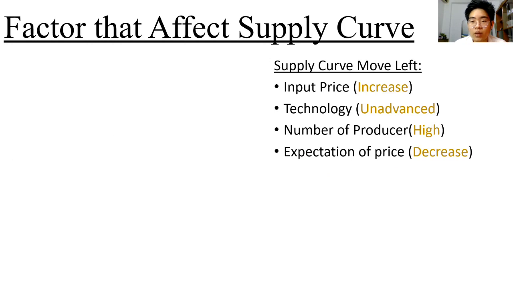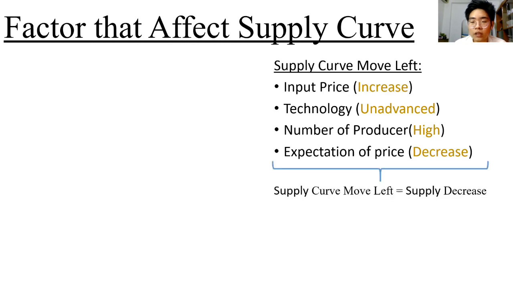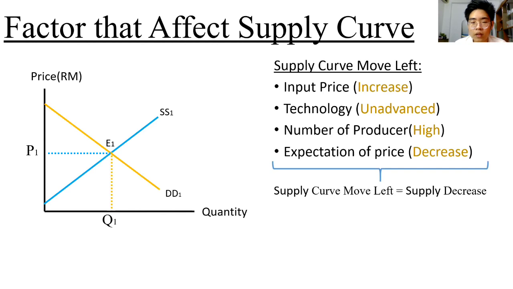The next is when the input price increases, technology is not advanced, the number of producers is high, and expectation of price decreases, the supply will decrease. When the supply decreases, the supply curve will move to the left from SS1 to SS2. This will show that the quantity decreased from Q1 to Q2, while the price increased from P1 to P2. So, the market equilibrium will also move from E1 to E2.